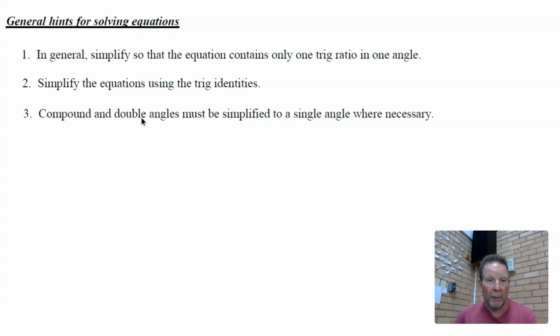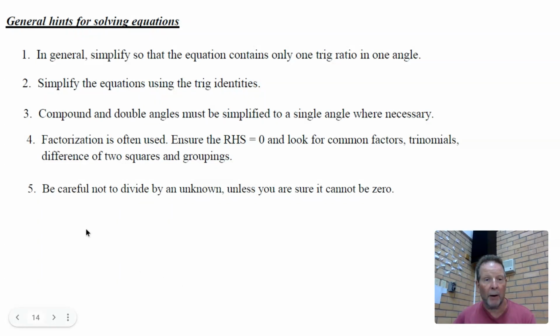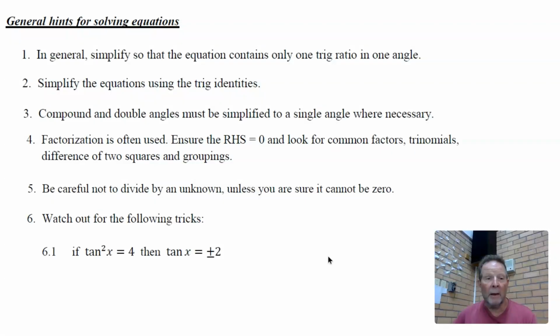The compound and double angle identities have to be simplified into a single angle where necessary. And what you often do is use factorization: let the right-hand side equal 0 and then factor it, and look for common factors, trinomials, a difference of squares, even groupings. So factorization is a big part. Be careful not to divide by an unknown because you can lose solutions and things can go funny.